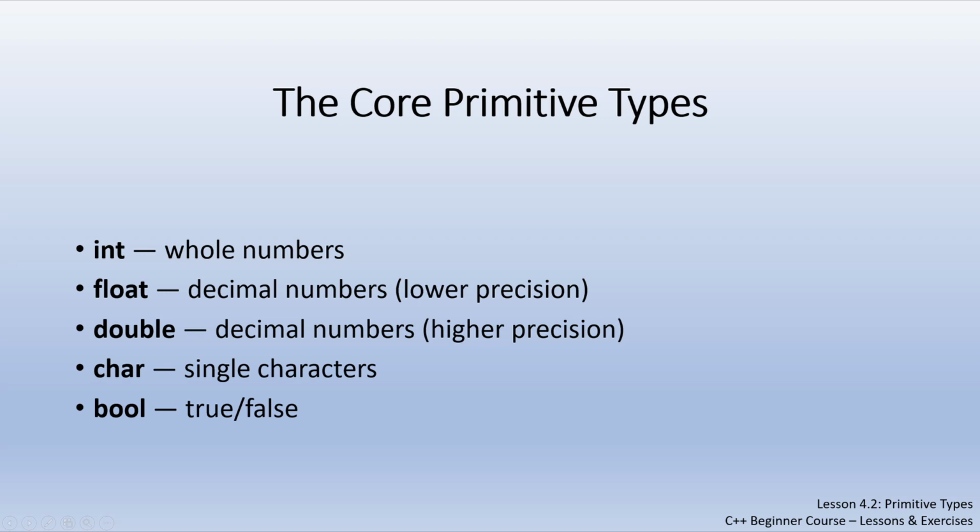Here are the core primitive types you'll use as a beginner. Int stores whole numbers, float and double store decimal numbers, with double offering more precision. Char stores a single character like a letter or symbol, and bool stores a true or false value. These types cover most of the basic data you'll work with.